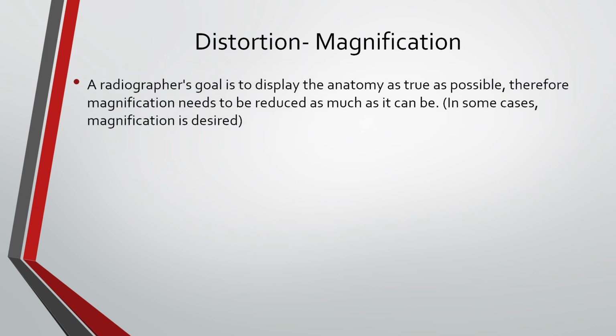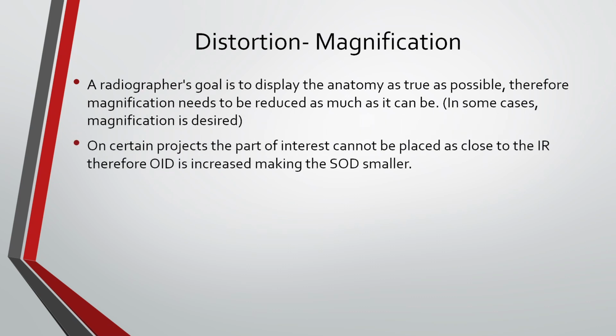So we'll continue talking about magnification. A radiographer's goal is to display the anatomy as true as possible. Therefore, magnification needs to be reduced as much as possible. When we increase the magnification, we're not truly representing the part that's being imaged. In some cases, magnification may be desired, in some instances, but for the most part, we don't want it. We want to minimize magnification.